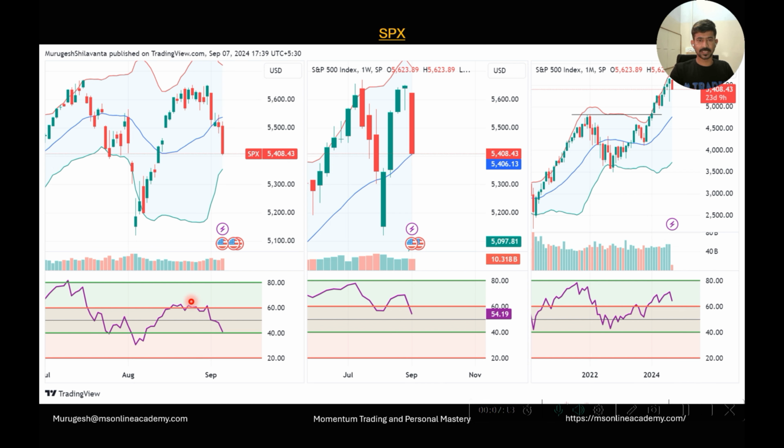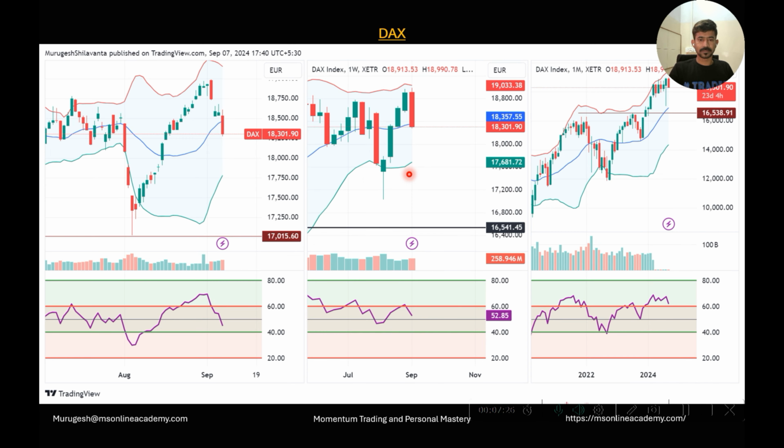Similarly, here also it is rejected. It is the SPX 500, right? It is completely bearish, and it has come to the middle band where it could take some support, because the middle band, or the 20 moving average you can say, is a strong support. Similarly, it is rejected from the 60.